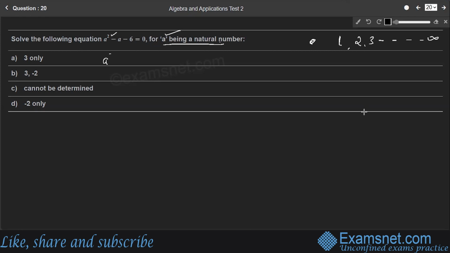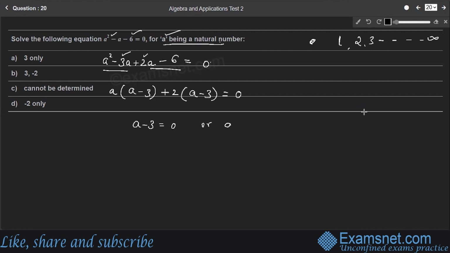Split the middle term to find the value of a. So a square minus 3a plus 2a. Minus a can be written as minus 3a plus 2a, so that the product of minus 3 and 2 becomes minus 6, which is the last term. Take the first two terms where a is common, and the remaining term is a minus 3. And in the last two terms, plus 2 is common and the remaining term becomes a minus 3, which is equal to 0. So a minus 3 is equal to 0 or a plus 2 is equal to 0. Therefore, we have two possible values for a: a is 3 and a is equal to minus 2.